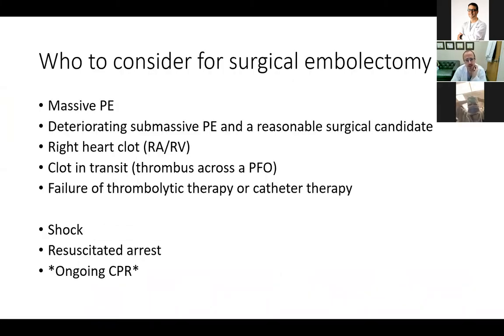So, again, this is from the last presentation, the people that we would consider for a surgical embolectomy: those people with a massive PE, I think it's reasonable in those patients, particularly patients that have a contraindication to thrombolytic therapy. And the deteriorating submassive PE, so the people that have submassive PE but are gradually getting worse or rapidly getting worse and are a reasonable surgical candidate. And then those people with a right heart clot burden or clot in transit across the PFO, or those people that have failed thrombolytic therapy.